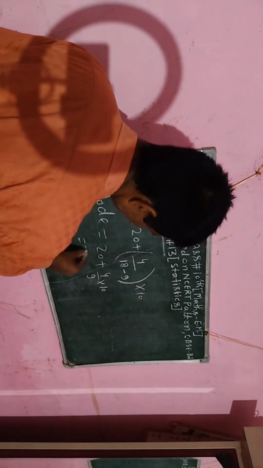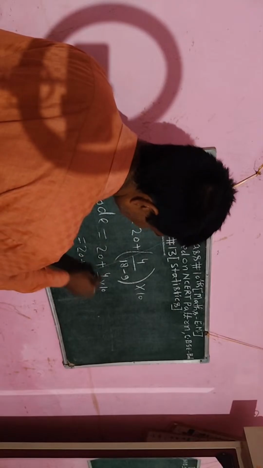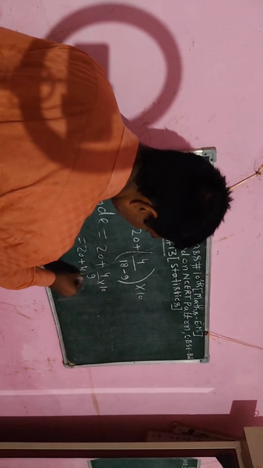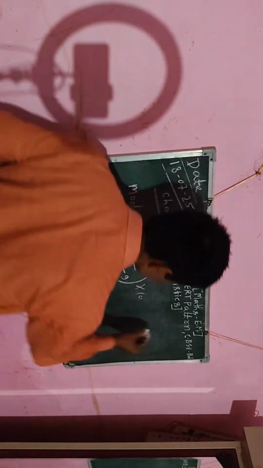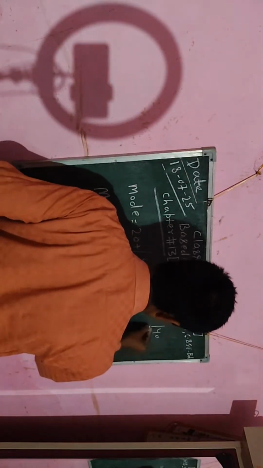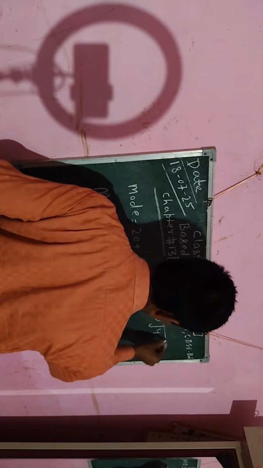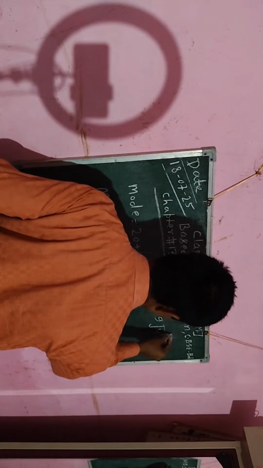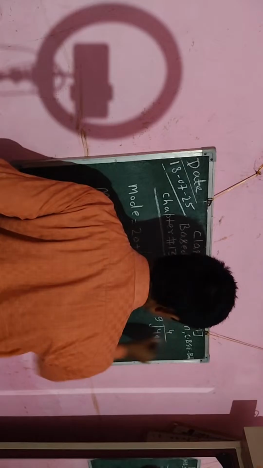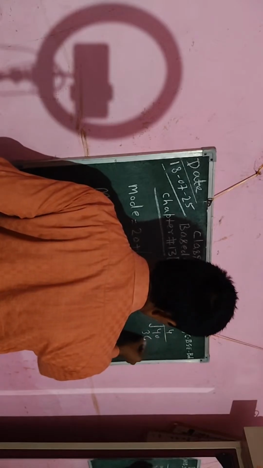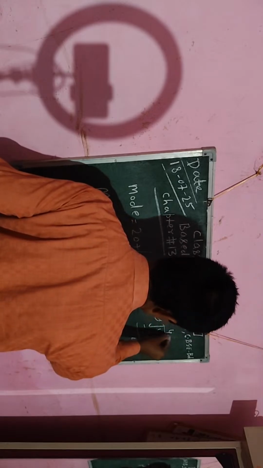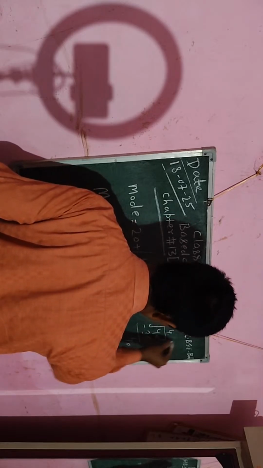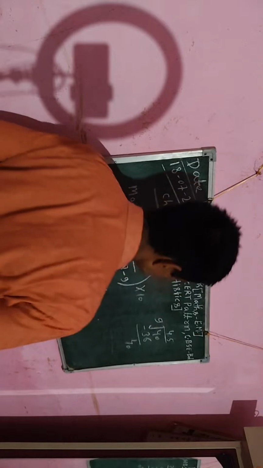So again I will simplify. 20 plus 4 into 10, that will be 40 divided by 9. So I will divide 40 by 9.